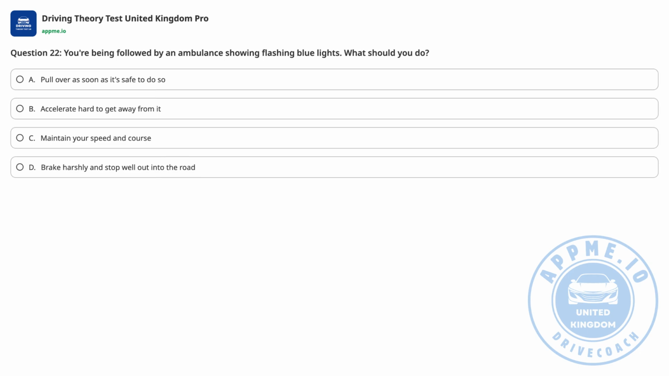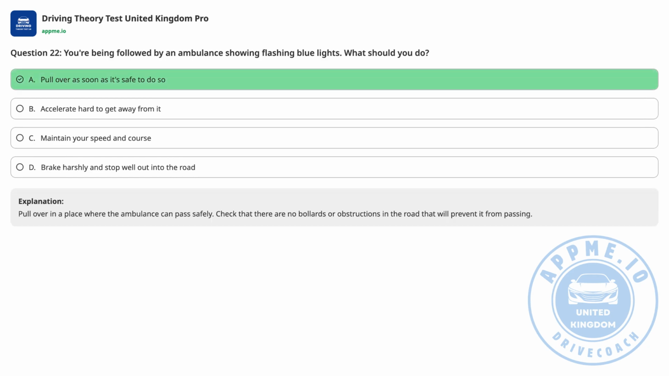Question 22. You're being followed by an ambulance showing flashing blue lights. What should you do? A. Pull over as soon as it's safe to do so. B. Accelerate hard to get away from it. C. Maintain your speed and course. D. Brake harshly and stop well out into the road. The correct answer is A.